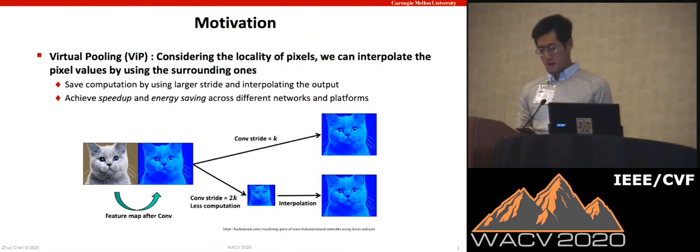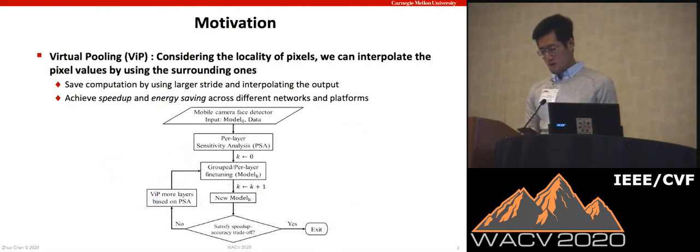Virtual pooling, short for VIP, is a technique that takes advantage of pixel spatial redundancy. The basic block of VIP is to speed up convolution layers. Rather than using a small stride in convolution layers as shown in the path above, we can use a bigger stride and then recover the feature map through efficient linear interpolation as shown in the path below. So this greatly saves the number of convolutions performed and thus speeds up the network and also reduces energy consumption.